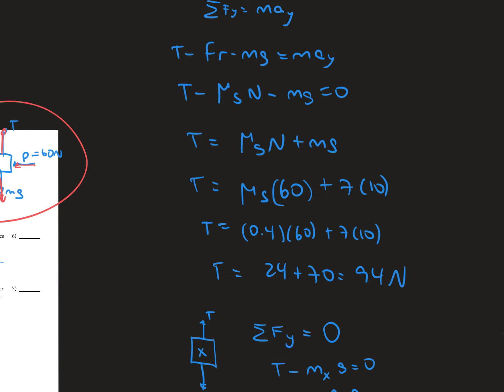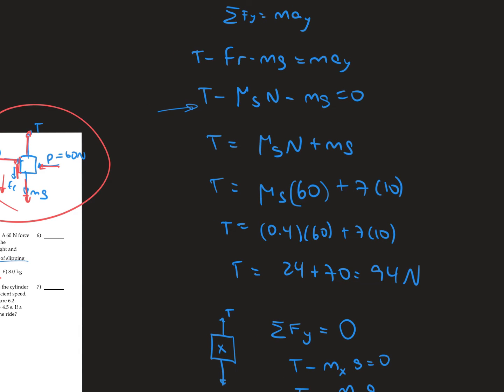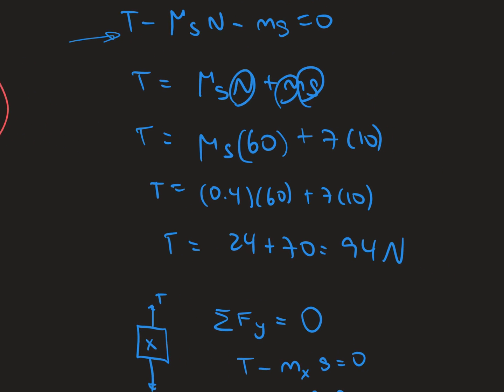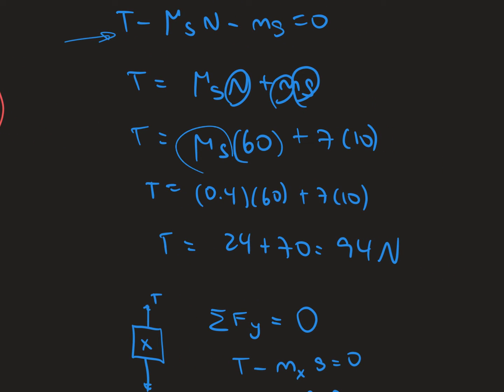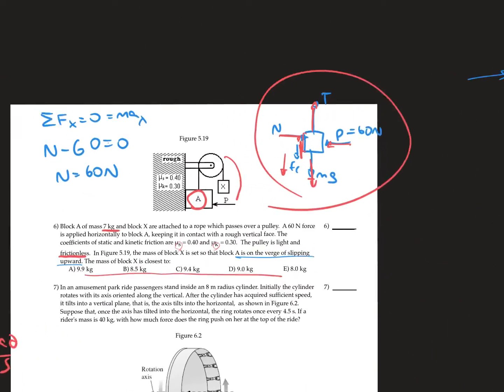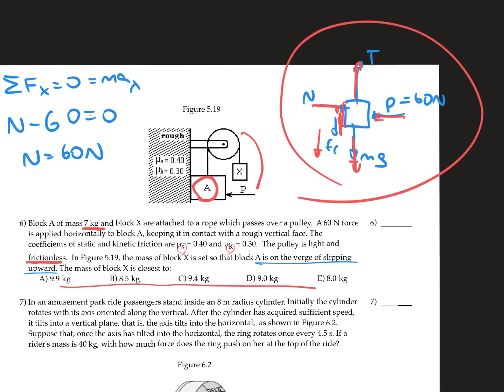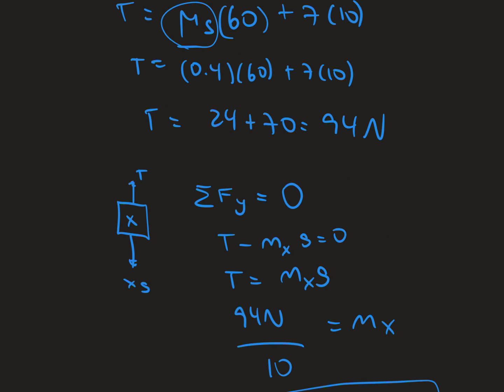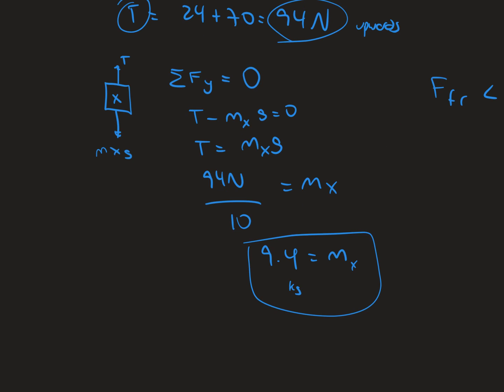Next, we just try to solve for T. So we put mu s times N plus mass times gravity. Then we just give values to N, mass, and gravity, and we also have the value for mu s, which is 0.4. And that should give us the value of T, 94 newtons.